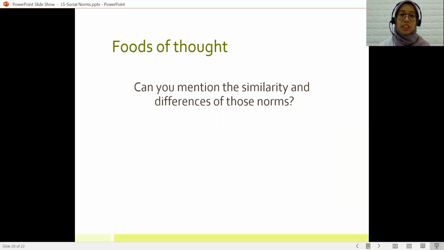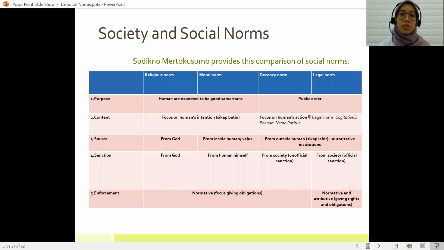So what are the similarities and differences of those norms? You can check Sudikno Mertokusumo's books, where he provides this comparison. So you can see that the interpersonal norms focus on public order rather than only the inner self expectation. And the focus is on action. For instance, it is well known when it comes to law and order: as long as it is still in your mind, you cannot be sanctioned through national law.